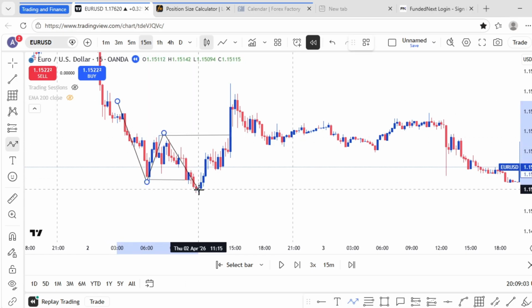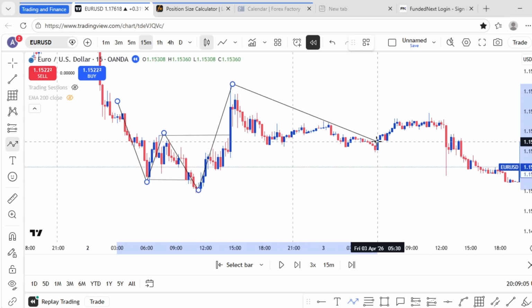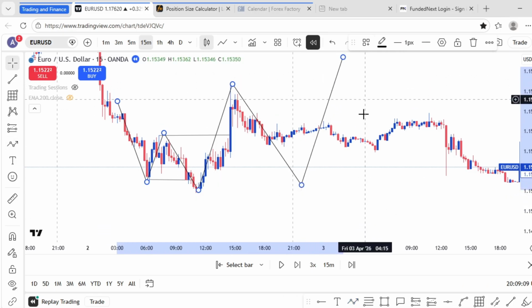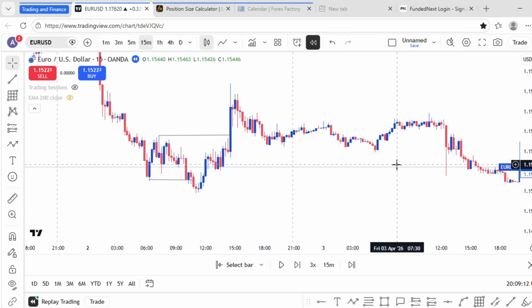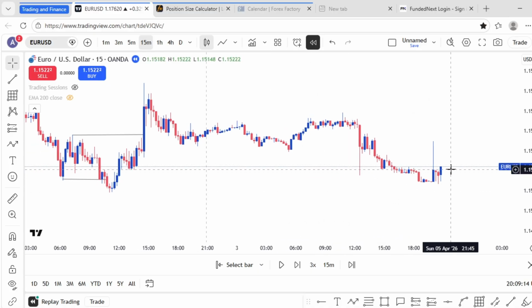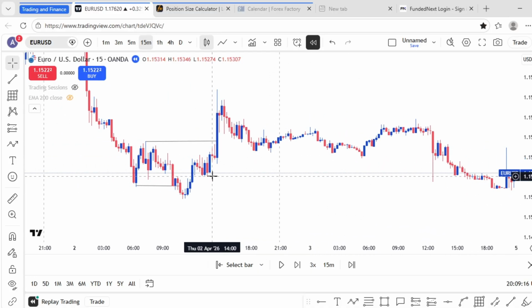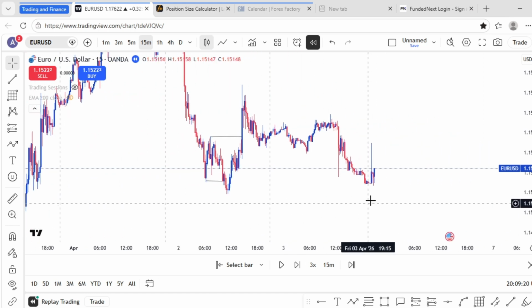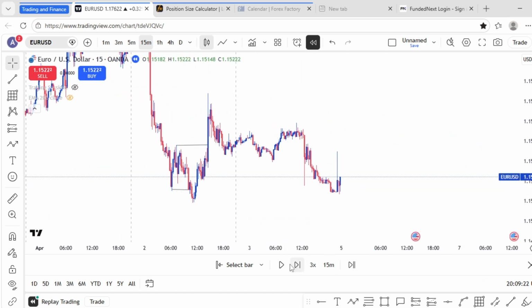Okay, we have changed character from an SMC point of view, so we expect to create another higher high from this point. This is the basic understanding of what we are looking for. Our market structure is bullish from the 15-minute time frame, as you can see. So let's move to the following trading day.